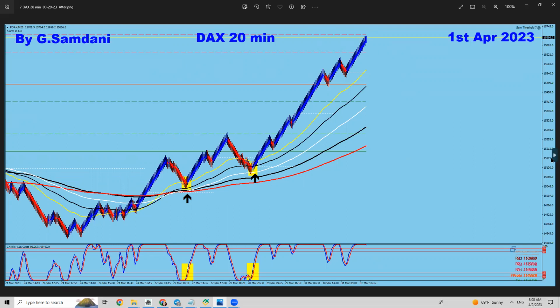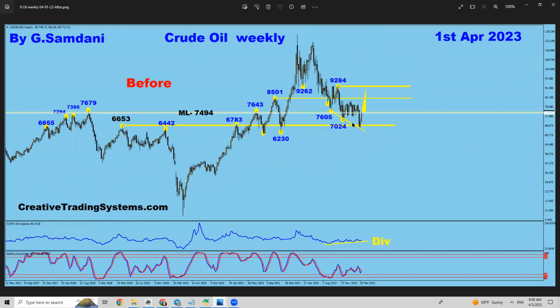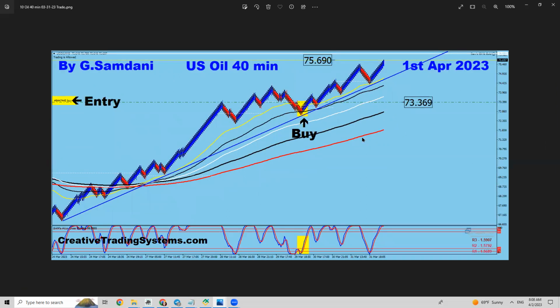Let's take a look at oil, maybe gold, oil. Okay, see, crude oil, weekly chart. I made this on the 16th of March. What happened to this chart so far? It's right there. And I'm predicting that if it goes above this, it's going to go all the way to the upside. This is my current chart, my current entry, and this is still valid and still running. I didn't close this trade. It is from 73.36 to 75.69.